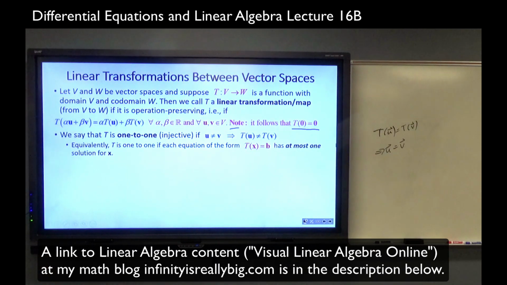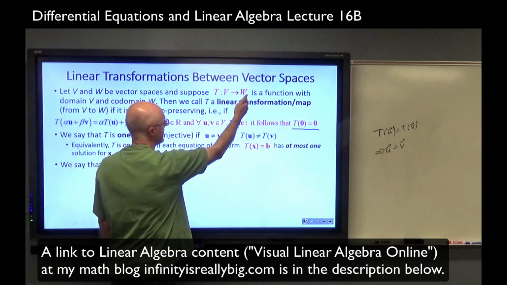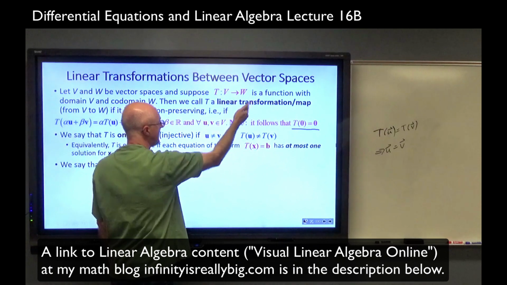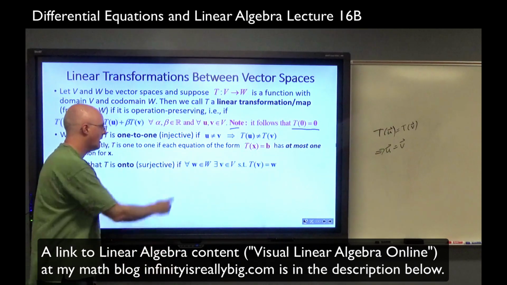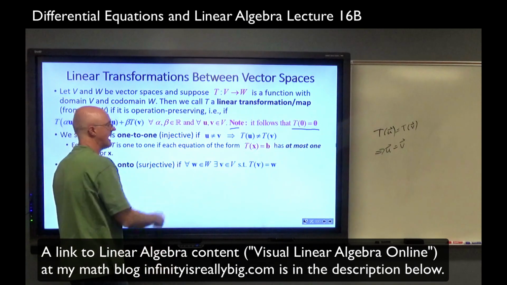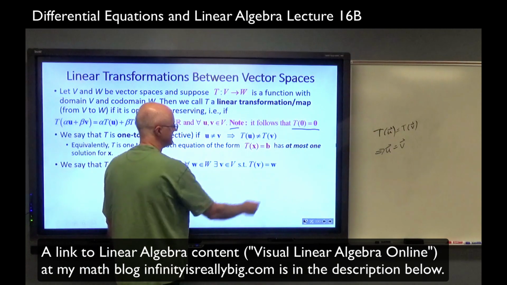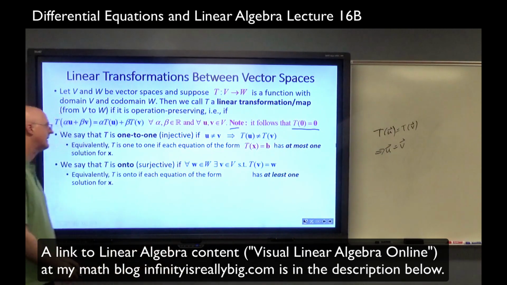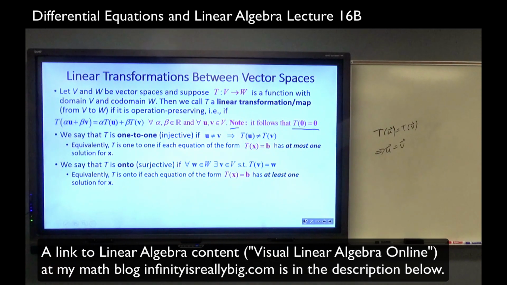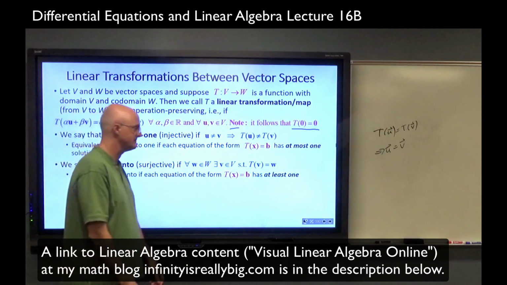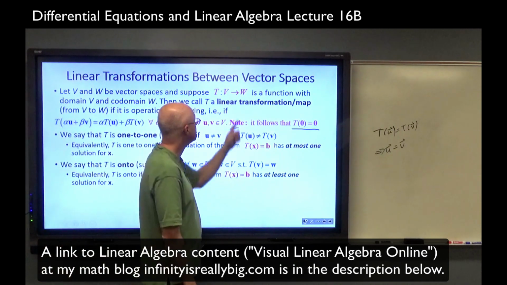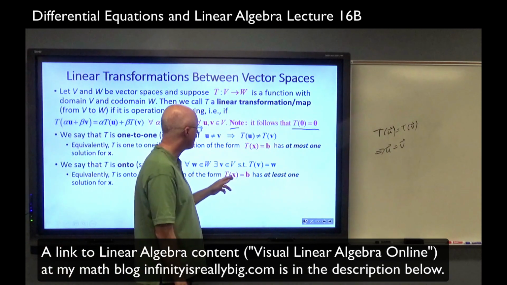So that's pretty clear. We say that T is onto, also called surjective, if for each element of W, there's something in V that gets mapped to it under T. For all vectors w in W, there exists a v in V such that T(v) equals w. That is equivalent to saying that this equation has at least one solution for x, no matter what b is.